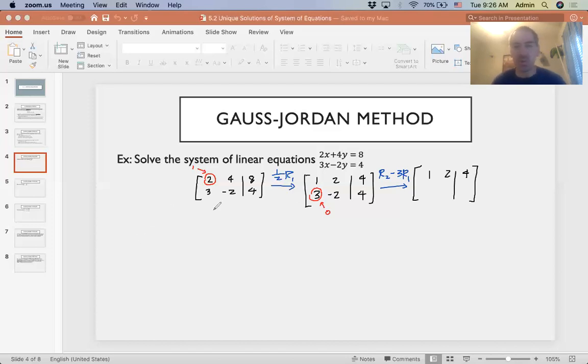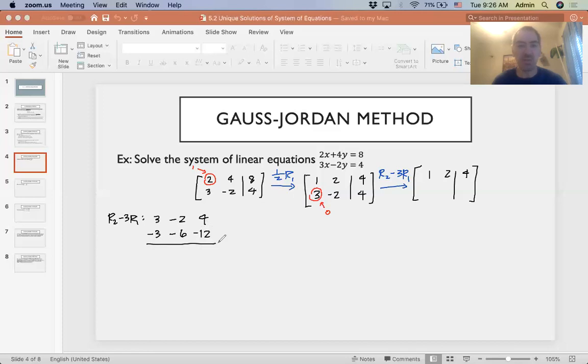All right, so row 2 minus 3R1. Okay, I'm going to write that out. So row 2 is 3, -2, and 4. And -3 times row 1. Okay, I'm multiplying -3 times this first row. 1 times -3 is -3. 2 times -3 is -6. And 4 times -3 is -12.